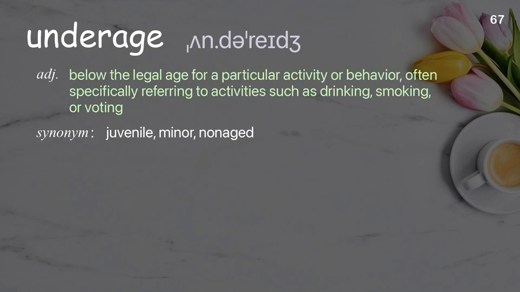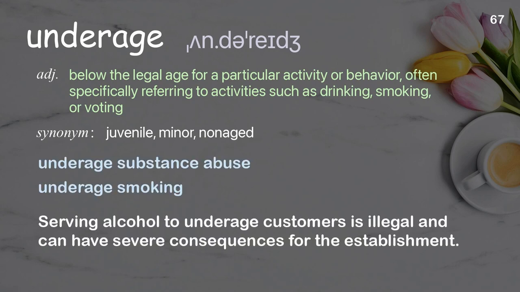Underage. Below the legal age for a particular activity or behavior, often specifically referring to activities such as drinking, smoking, or voting. Examples: underage substance abuse, underage smoking. Serving alcohol to underage customers is illegal and can have severe consequences for the establishment.